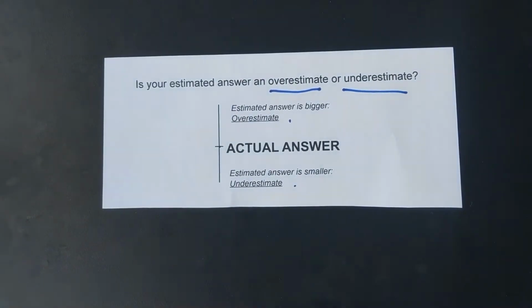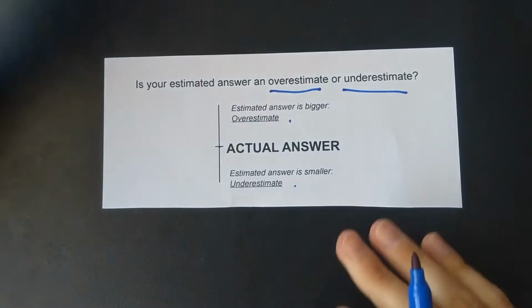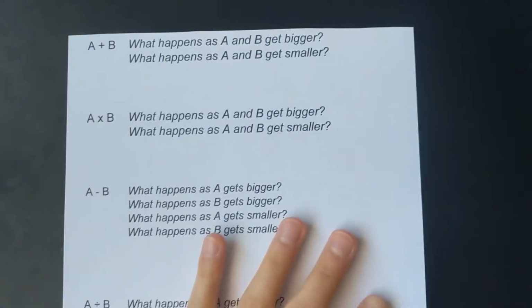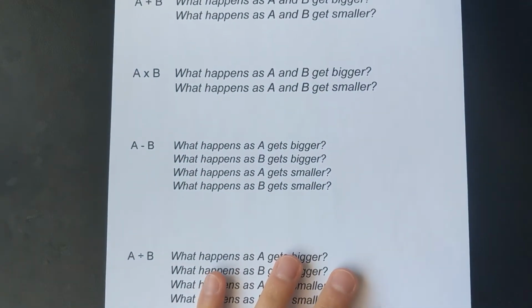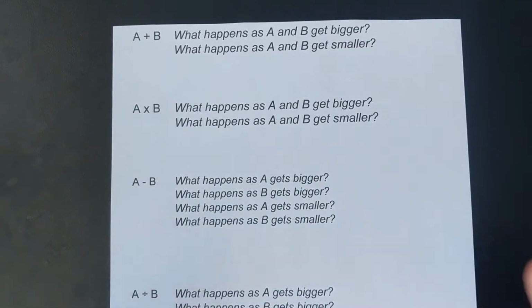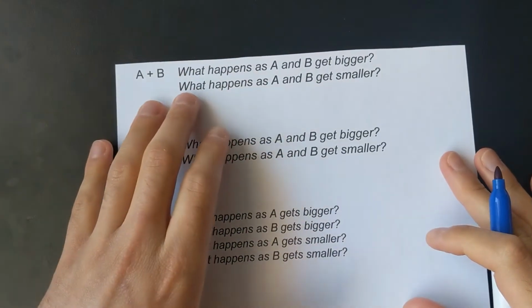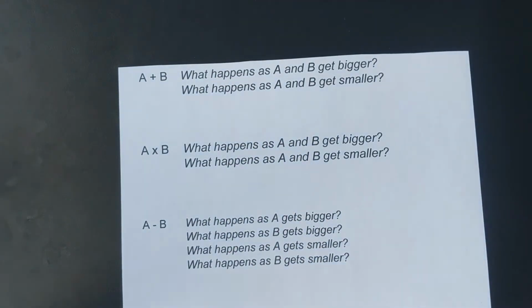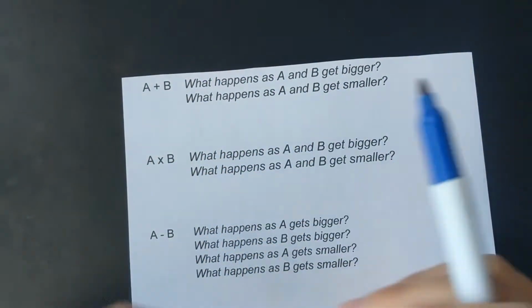Now, before we look at some examples of this, I just want us to think a little bit about the four operations and how they get affected as we increase or decrease numbers in that operation. So let's say I was adding two numbers, some number A, some number B. What happens as they get bigger? Or what happens if they get smaller?